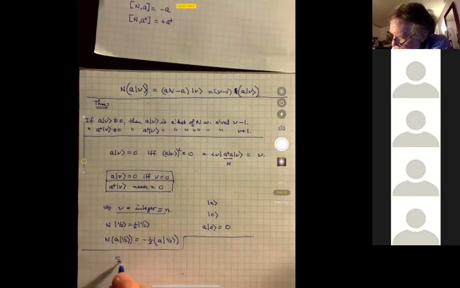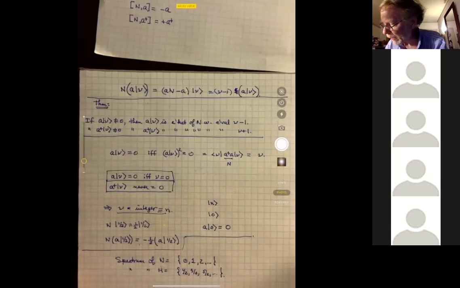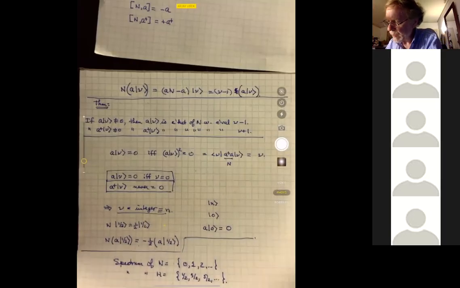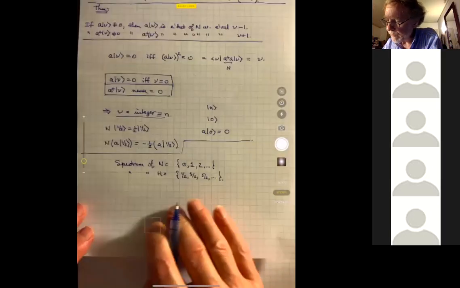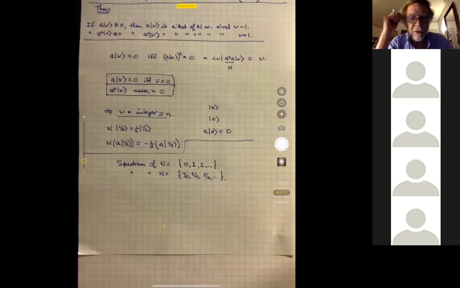So as a result of this, we now have the spectrum of the operator N, and it's equal to all integers, all non-negative integers, 0, 1, 2, and so on like this. And the spectrum of the Hamiltonian H is the same thing plus 1/2, so it's 1/2, 3/2, 5/2, and so on, like that. Okay, now then. So that's the essence of Dirac's algebraic derivation of the spectrum of the harmonic oscillator using raising and lowering operators.